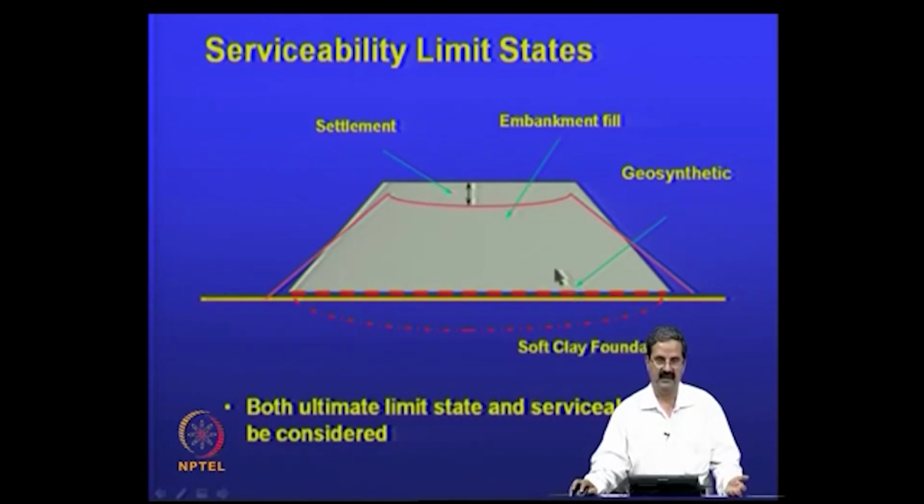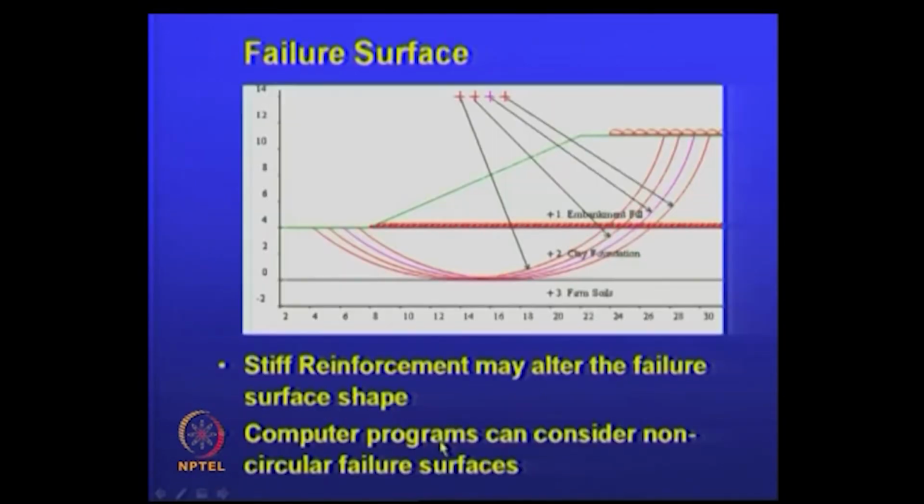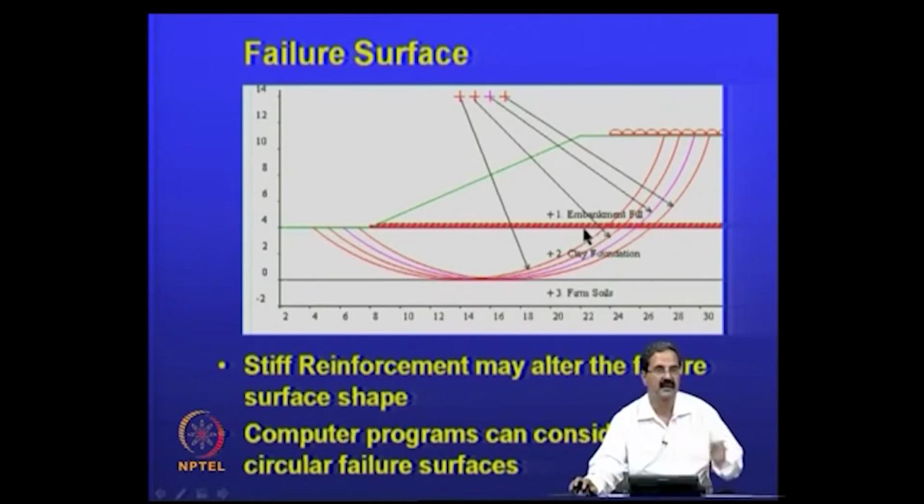So, these aspects need to be addressed in design. Okay. So, both ultimate limit state and serviceability are to be considered in the whole analysis. So, this is what I was just mentioning, that okay, if you have a reinforcement, you have to do a slip circle analysis, and what happens is that the stiffer reinforcements will alter the failure surface. That is what happens, because as I said, there is a component of tensile forces that comes into play here, and that will alter the failure surfaces, and it will search for new failure surfaces.